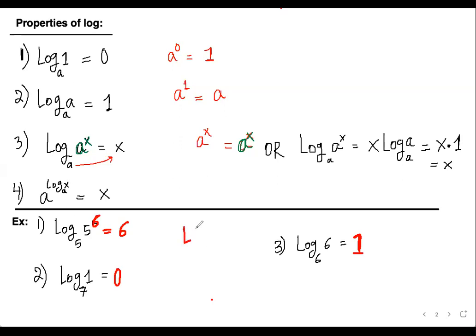Again, logarithm of a to the power x with base a. My a is 5 and my x is 6. Logarithm a to the power x equals log 5 to the power 6 with base 5, and this is equal to x. My value of x is 6. That's why the answer here is 6.